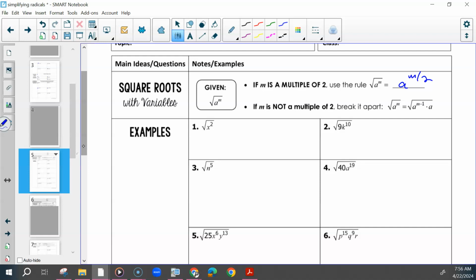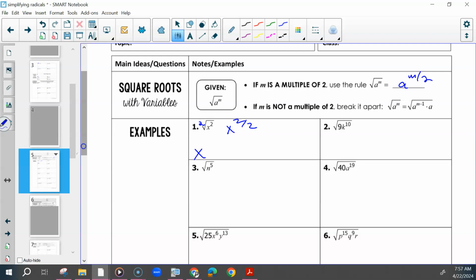So this one is an even number. I can say this is the same thing as saying x to the 2 over 2, and I know this would be 1, so just 1 x would come out. Or you could think about this like there is an invisible 2 with the index and divide it that way. 2 goes into 2 once.